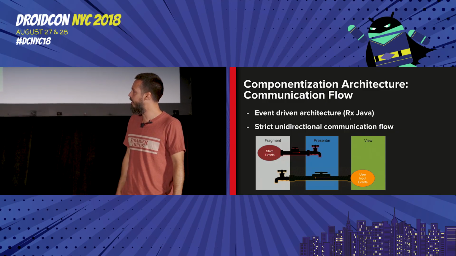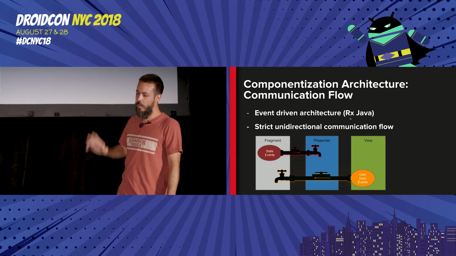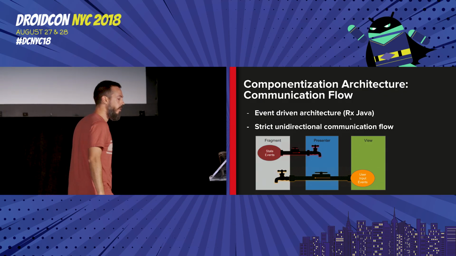So you can think about a pipe diagram where an event goes from one place and arrives in the other one, and there is no other way to get that. That's the only way that you get that event.